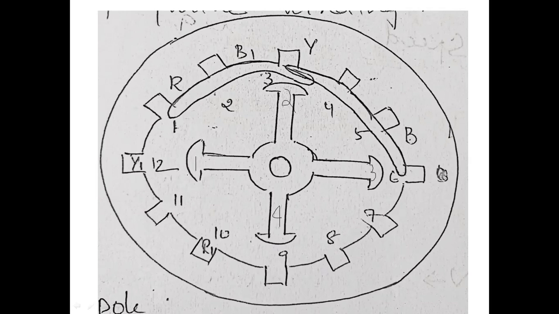So the first pole is sharing 3 slots, 1, 2, 3. Under 3 slots, this pole is under control, right? So this pole is sharing 3 slots, 1, 2, and 3 slots, right? So I have to write 12 slots, 3 slots per pole, right? Is it correct? 3 slots per pole. So per phase, I am telling 1 slot per phase per pole.